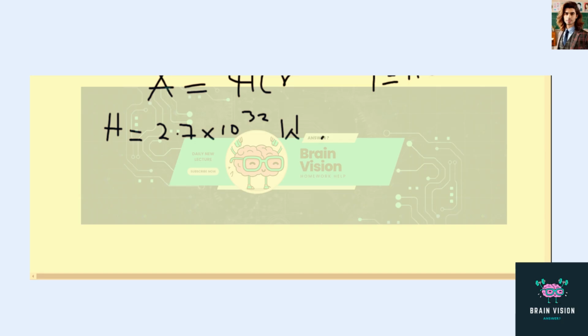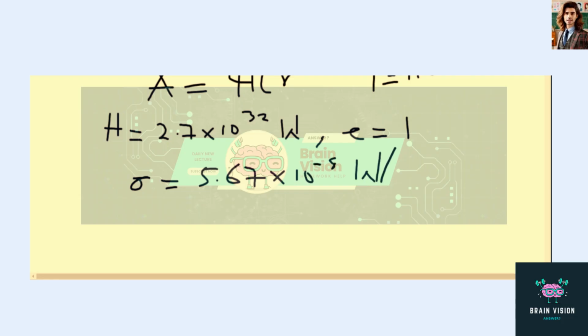Remember, the question also tells us to take the emissivity to be equal to 1. And we are also looking at Stefan Boltzmann constant to be equal to 5.67 times 10 to the power negative 8 watts per meter squared per Kelvin to the power 4.